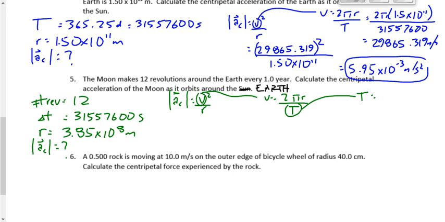What are we going to do for t? Is it 315 over 12, or is it 12 over 315? In other words, time over revolutions, or revolutions over time? Megan, what do you think it is here? Is it time over revolutions, or is it revolutions over time? Yeah, it's time over revolutions. So it's 31,557,600 over 12.